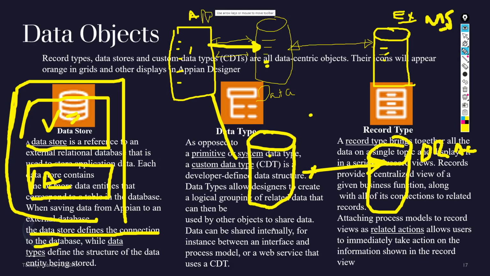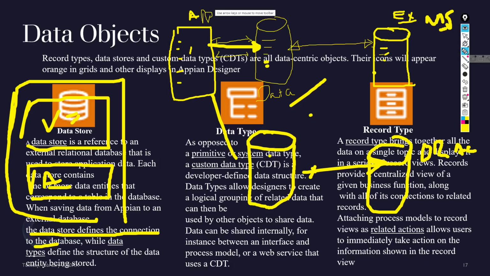You can create multiple data stores in Appian and point them to different sources. Or you can create two or three data stores pointing to the same database as well, if it helps you organize things. You can create multiple data stores on this side.